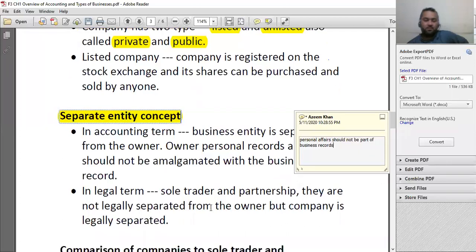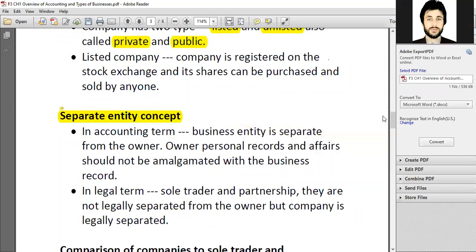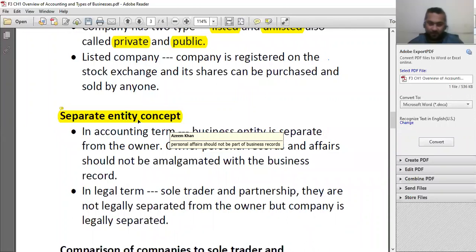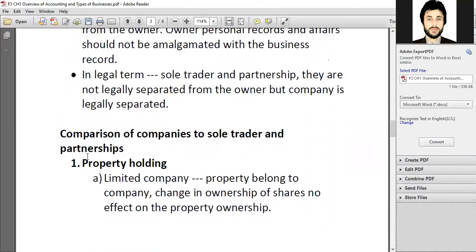Yes, clear. As we have in our organization, some money is kept aside. Yeah, I have raised this point, and it was because of this separate entity concept. Clear? It means that you cannot record personal affairs in the books of account. Clear or not?